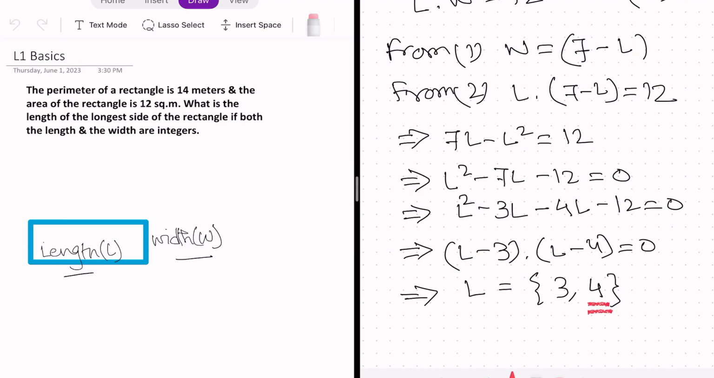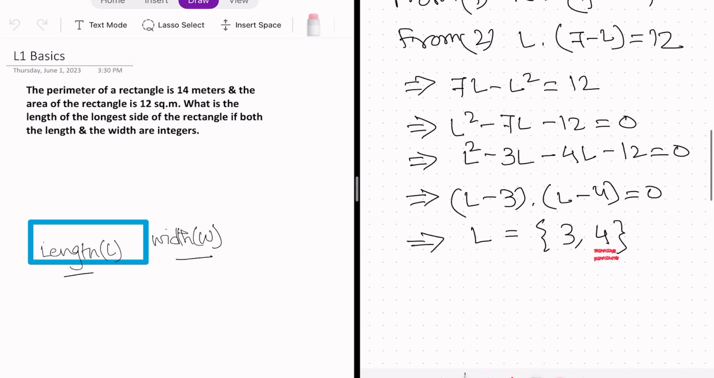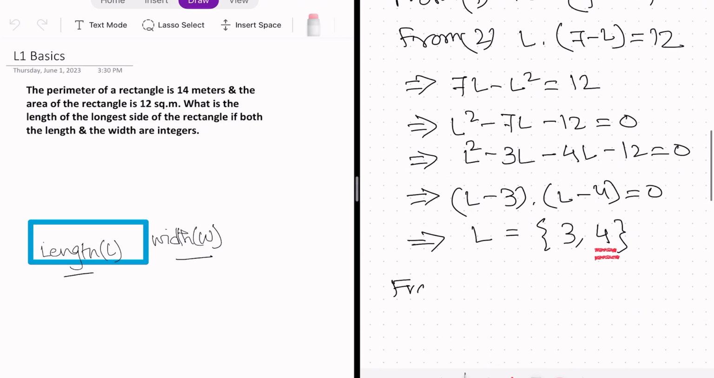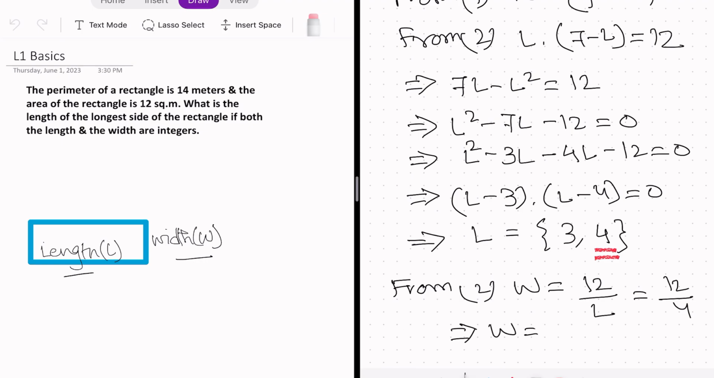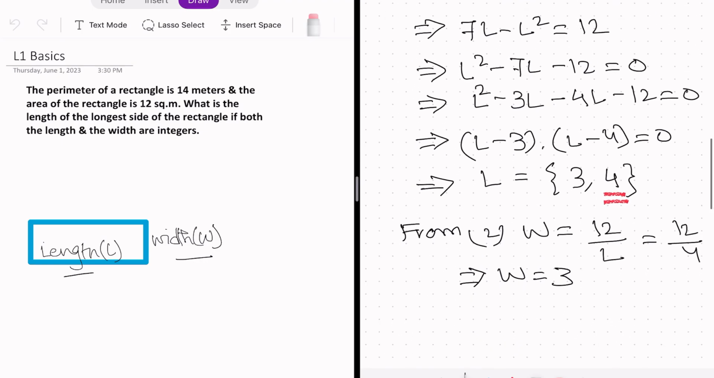And in case L is 4, then from 2, W is area, which is 12 by L, equal to 12 by 4, or width is equal to 3. Right, so the dimensions of the field are length is 4 and width is 3.